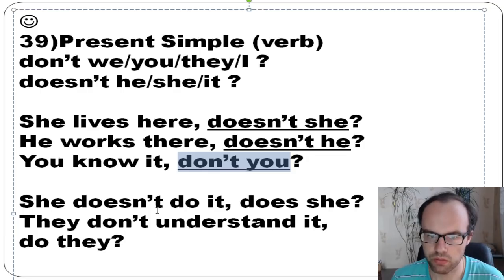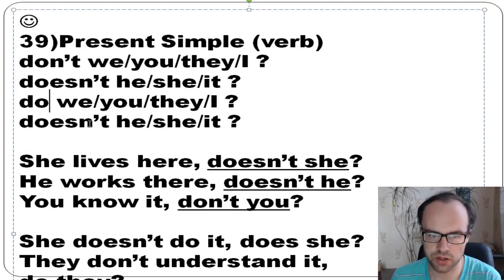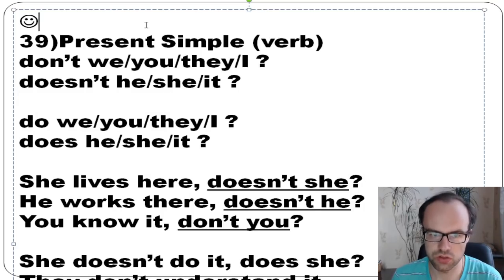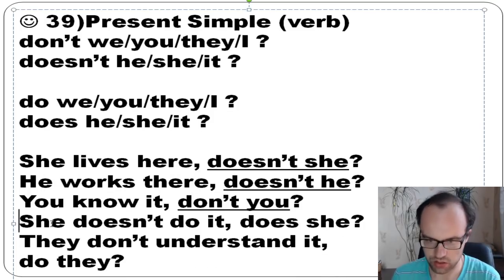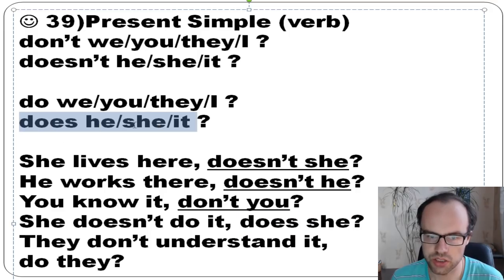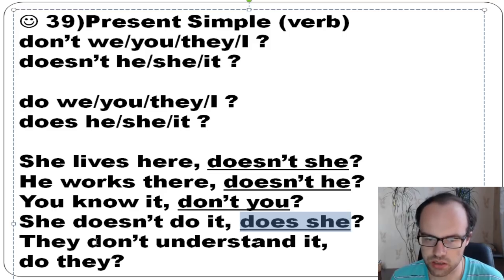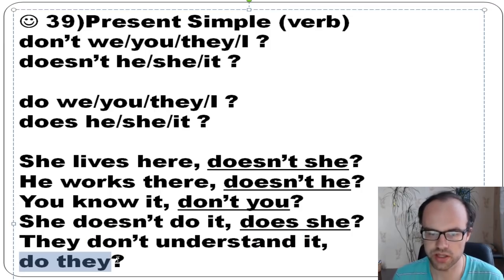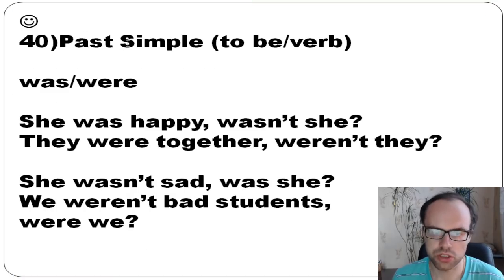If you have a negative form, you use the opposite thing, do or does. So you see, she doesn't do it, you need to use the opposite thing. So does she? Does he, she, it. Next, they don't understand it. So it's a negative form, and you need to use a positive form. Do they? They don't understand it. Do they? Good.